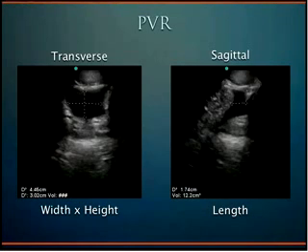Here we are in the same patient after they attempt to void, and we measure the bladder again in a transverse plane. We measure the width, we measure the height, and then we turn the bladder into a sagittal view and we measure the length, and their post-void residual is still 12.2 cubic centimeters.